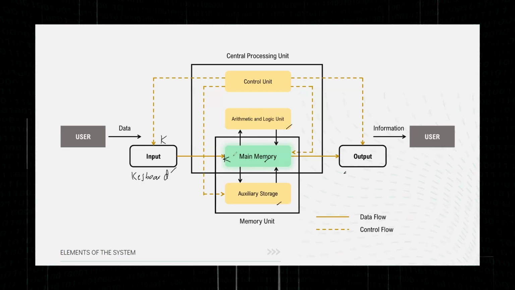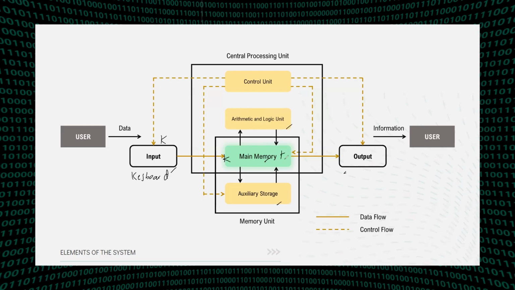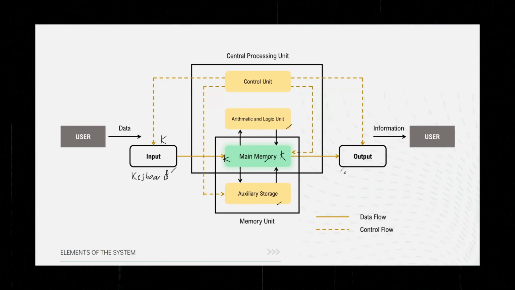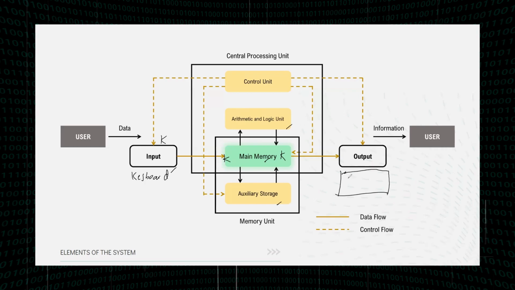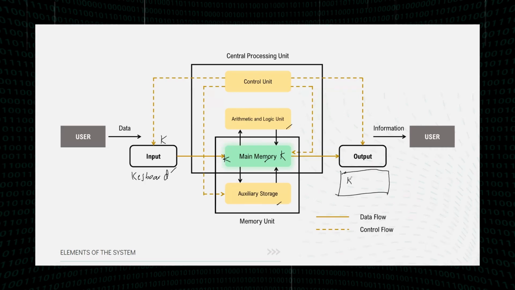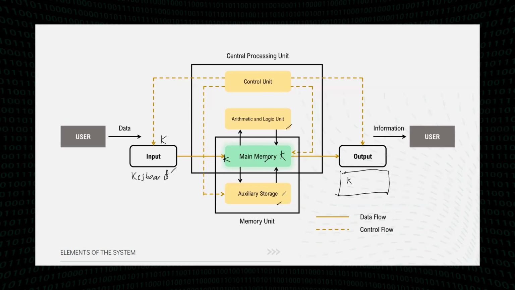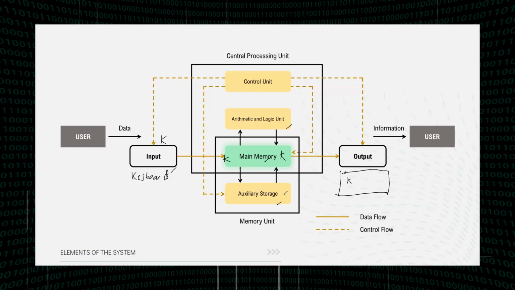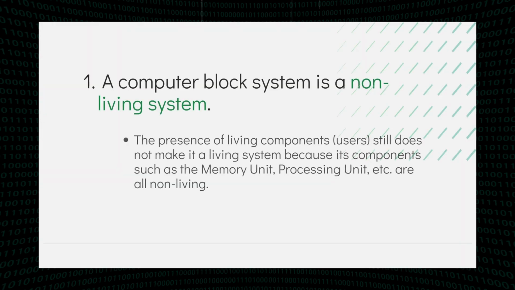After modifying this data, it will now go back to the main memory or go to the auxiliary storage. Then it will now be outputted the way the user wants. Let's just say we're typing a document and then the letter K will appear. The secondary storage is used at certain times wherein the user wants to save a file to an external drive. These are the key takeaways from our discussion.